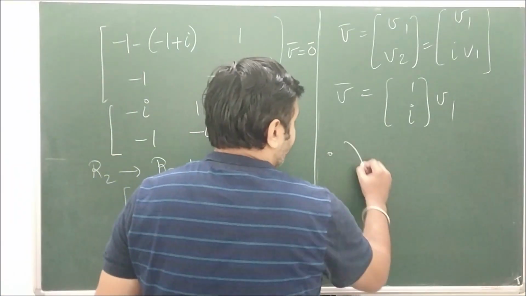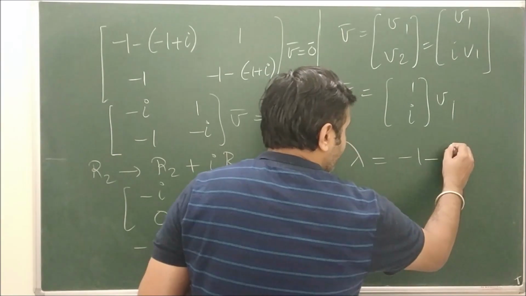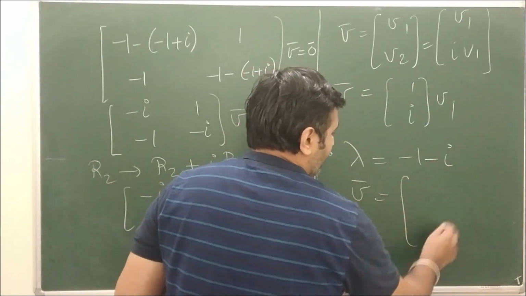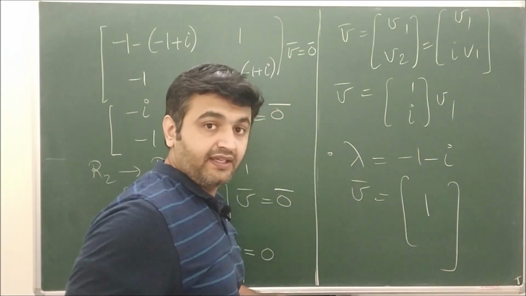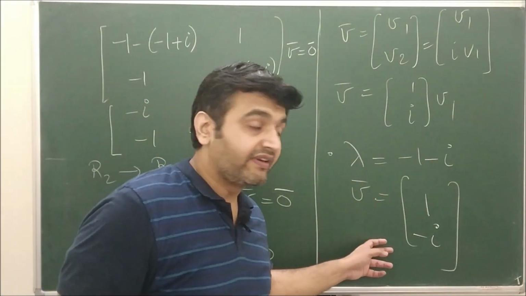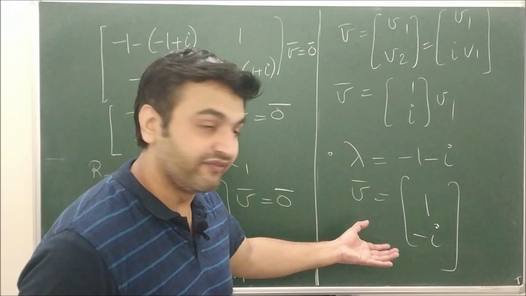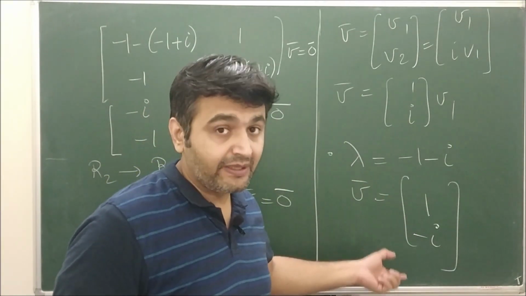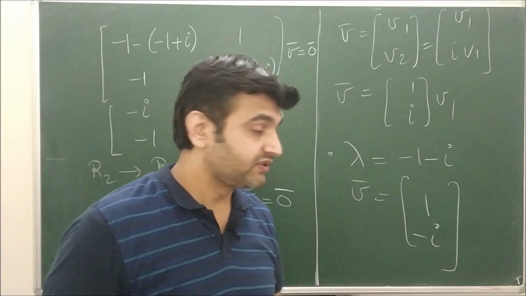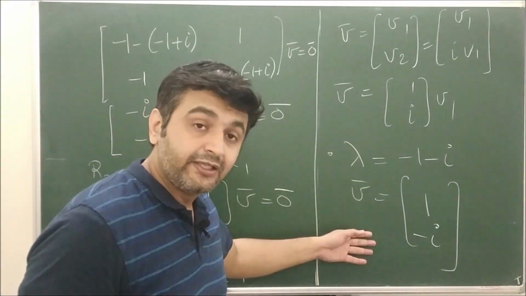So if my lambda is minus 1 minus i, my eigenvector will be, what is the conjugate of 1? It is nothing but 1 only. And what is the conjugate of i? It is minus i. So this is your eigenvector for this eigenvalue. If you don't trust me, you can do the calculations, but it really saves your time when you have complex eigenvalues. Okay, so I have two linearly independent eigenvectors.